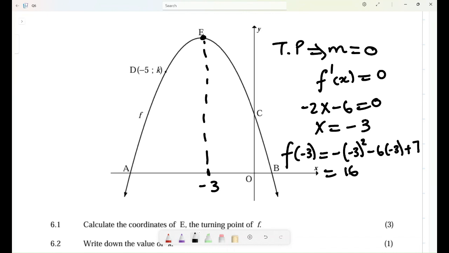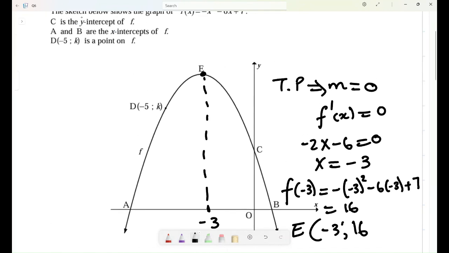Let me just do that again. Negative 9 minus, yes, I get 16. So it means the coordinates of E are x equal to negative 3 and y equal to 16. So I have the coordinates of our turning point as negative 3 and 16.